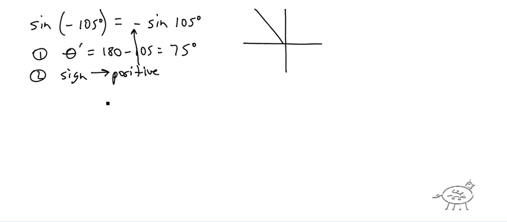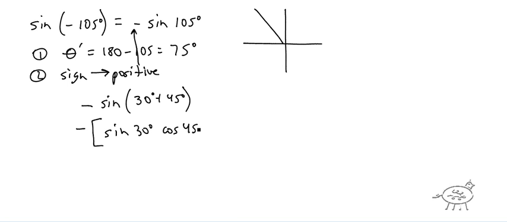So really our new problem is negative sine of 75 degrees. Just get your combination, which is going to be 30 plus 45 degrees. And we just use that and just keep that negative on the outside. So it's sine of 30, cosine of 45. It's plus, so it's plus here. And it's going to be cosine of 30, sine of 45. And we do all our work.